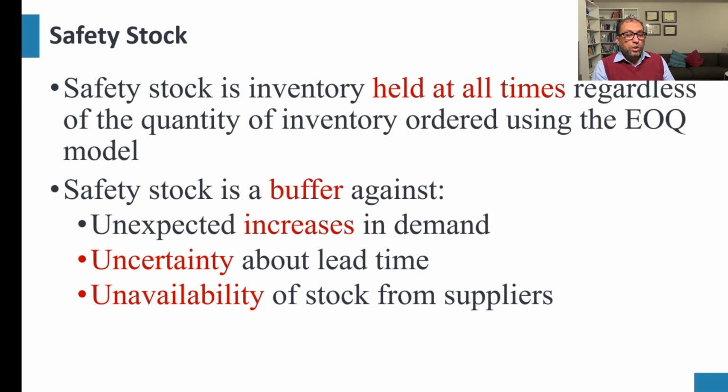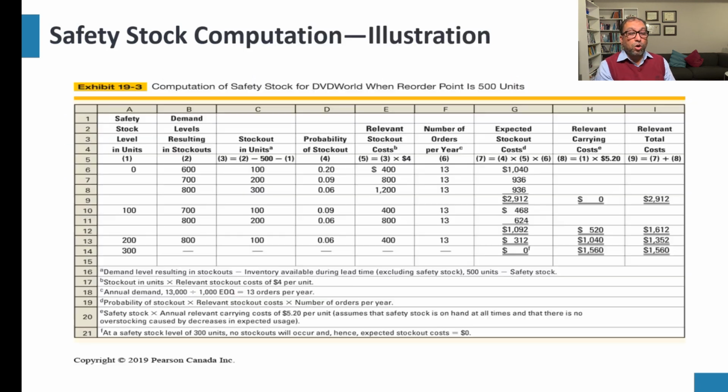So safety stock is inventory held at all times, regardless of the quantity of inventory determined using the EOQ model. Safety stock is a buffer against unexpected increase in demand, uncertainty about lead time, and unavailability of stock from suppliers. So sometimes we keep these buffer stocks, especially in places like hospitals, where we must have a buffer stock for certain life-saving drugs. In critical situations, we have to keep the buffer stock larger, but in non-critical situations, we keep the safety stock little.